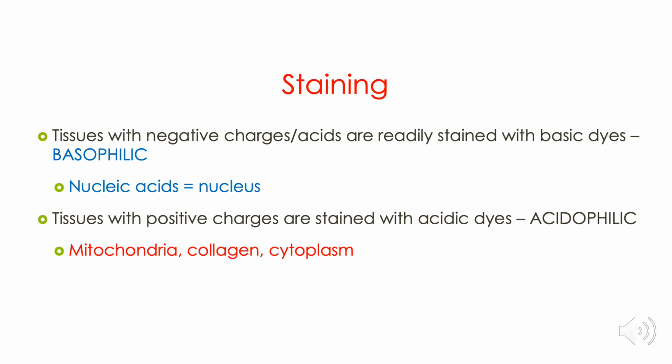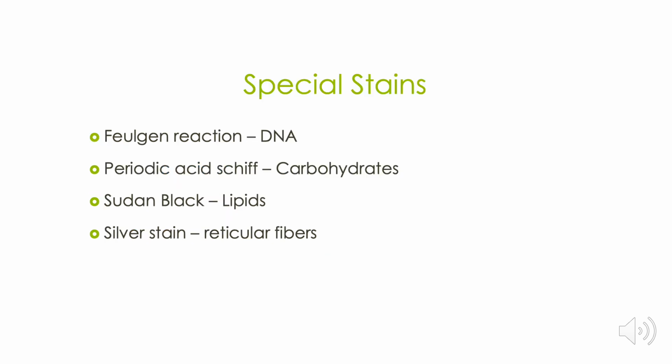This one you really have to memorize by heart, because there's no way I can explain this one, as this is purely memorization. I only placed 4 important special stains in histology. I removed the other stains because they are best discussed in histopath, and some of them are best discussed in bacteriology in 3rd year. For now, let's just settle with these 4. Feulgen reaction for DNA, periodic acid-Schiff for carbohydrates, Sudan black for lipids, and silver stain for reticular fibers. I really want you to memorize these 4 by heart.